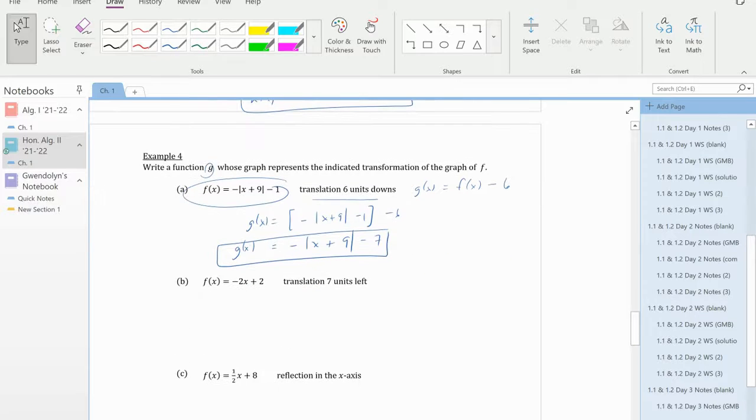Okay. This one, we want to translate something 7 units to the left. So again, don't worry about f of x. That means we're going to have this new function. And if I go 7 to the left, that means I've got to put an x plus 7 in where the x is. So our new function will be this.